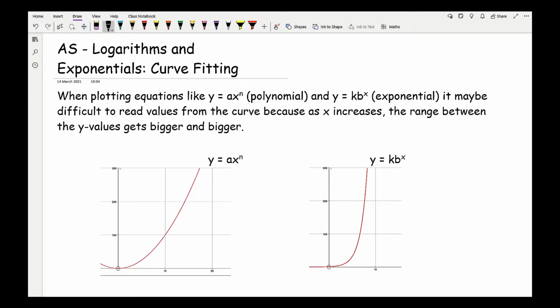And so when you are plotting this type of graph and you want to read information from it, it's really important that you make it appropriate to the values that you are actually going to be using it for, to make it easy for you to read, which obviously is going to be difficult if the relationship between the x and the y variables is exponential or polynomial.